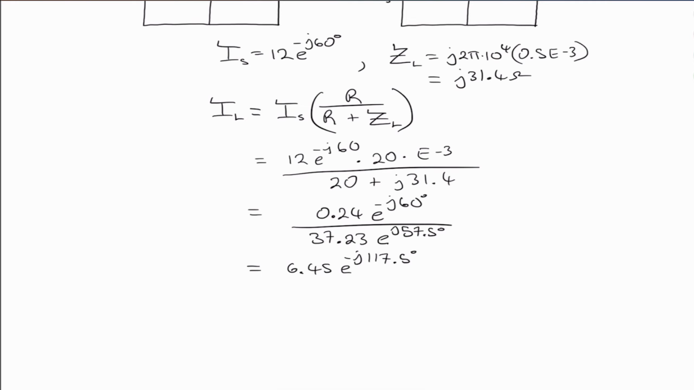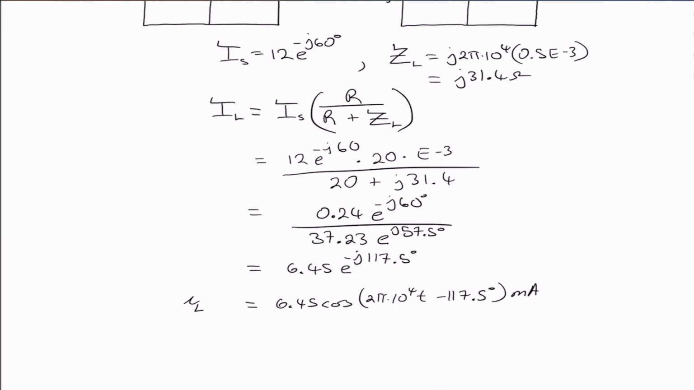And that's in degrees. Then we can go ahead and transform that back into the time domain by using our time domain to phasor domain relationship. So that's 6.45 cosine of 2 pi times 10 to the 4 times t minus 117.5 degrees. And that's in milliamps.